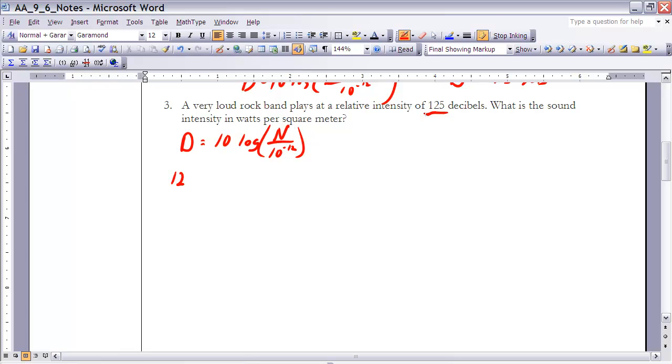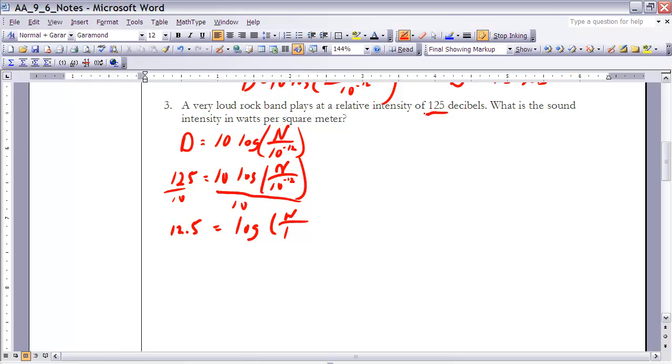So I can say 125 is equal to 10 times the log of n over 10 to the negative 12th power. Okay, so now I've got to solve for n. Well, to do that, I'm going to undo everything that's being done to n, and the first thing I need to undo is that 10. So I'm going to divide by 10 on both sides. So I have 12.5 is equal to the log of n over 10 to the negative 12th power.